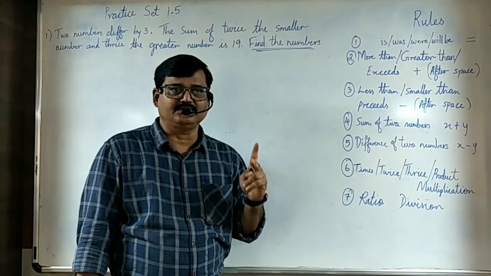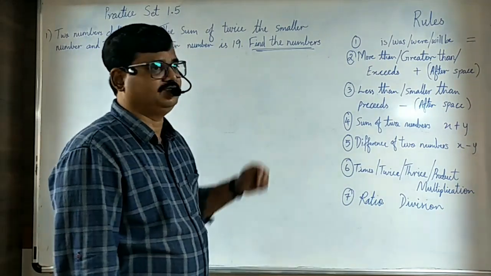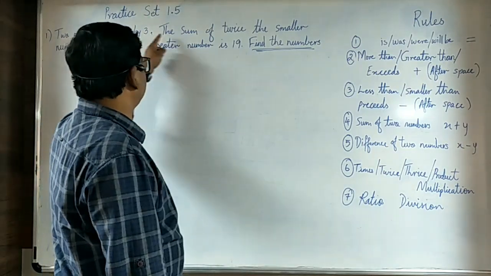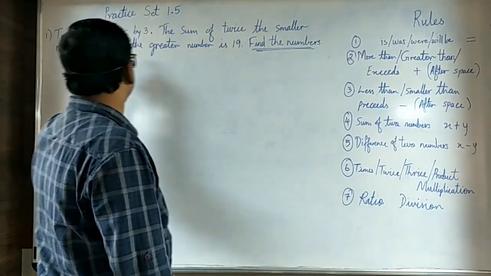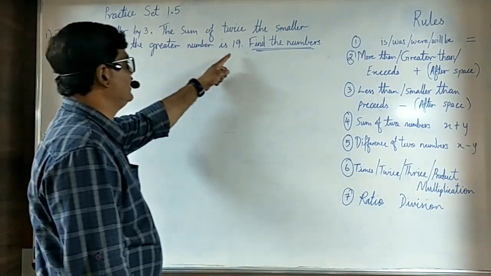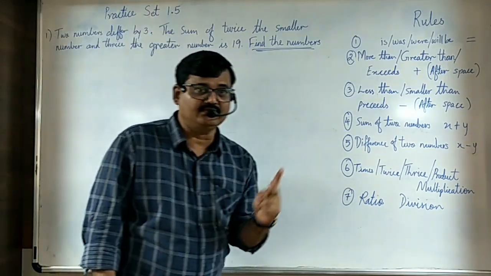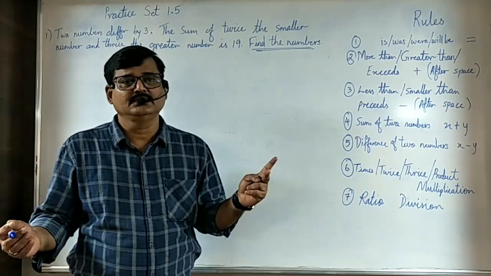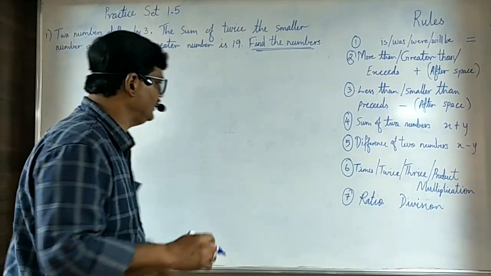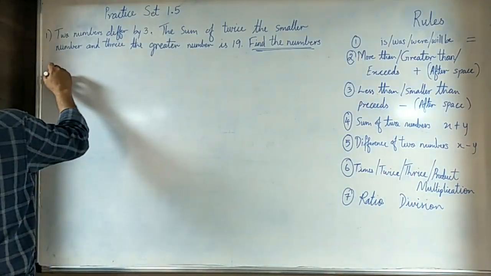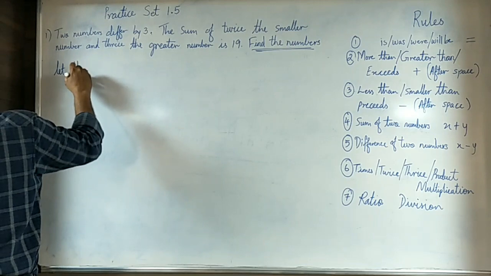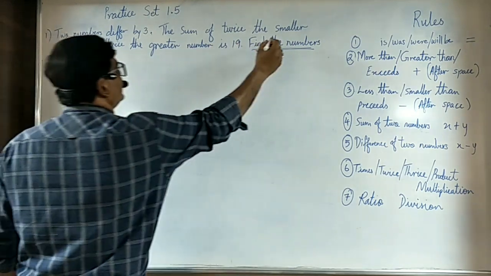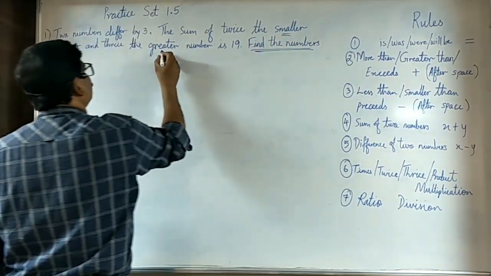Now here, first of all, what we have in this sum is: the two numbers differ by 3. The sum of twice the smaller number and thrice the greater number is 19. Find the numbers. That means I have to find two numbers. Do I know those two numbers? No. So first of all, I'll start the sum. There are two numbers: one is your smaller number and one is your greater number.